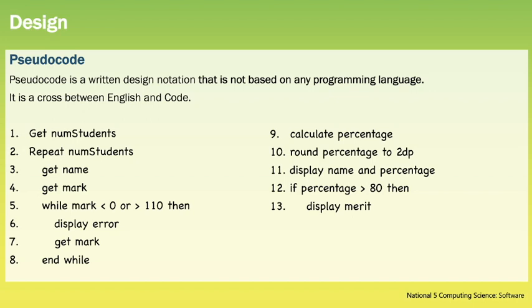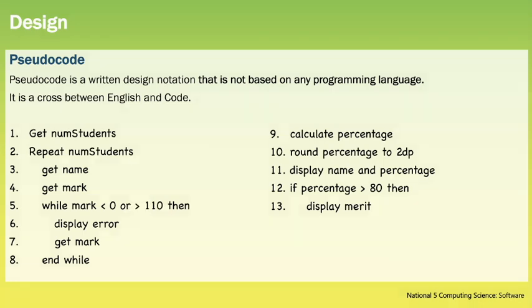Looking at the example on screen, we start by getting the number of students. We then repeat for that number of students. We then get the name, followed by the mark. We then have our input validation to ensure that the mark is correct. Once we've calculated the mark, we then calculate the percentage. We then round the percentage to 2 decimal places, display the name and percentage, output if we have a merit, and then because we're inside a loop, we would repeat back round the code again.